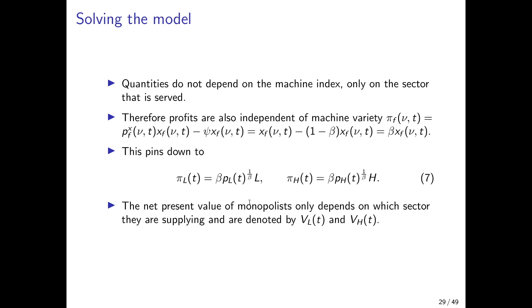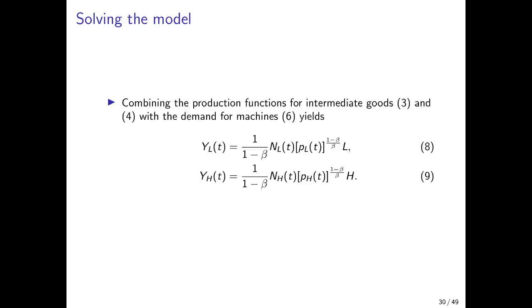And next, of course, we can use these instantaneous profits to determine the value of monopolists and the value of the patents in the economy. Next, we can combine the production functions that we had so far for intermediate goods of type L and type H with the demand for machines, equation 6, and this yields output of intermediates L and intermediates H as functions of the stock of patents for the two types of machines, the price of these intermediates, and of course the supply of low-skilled and high-skilled workers, which is needed later on.